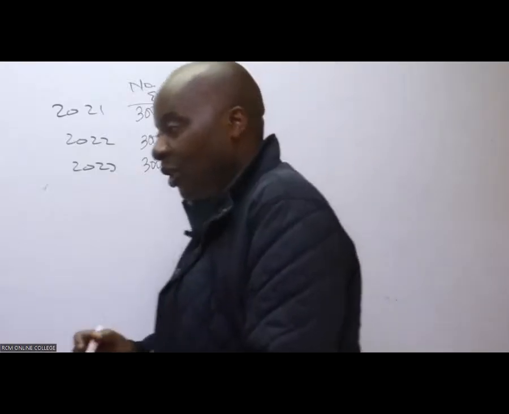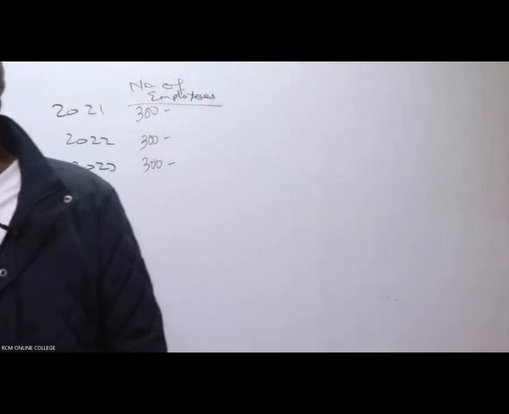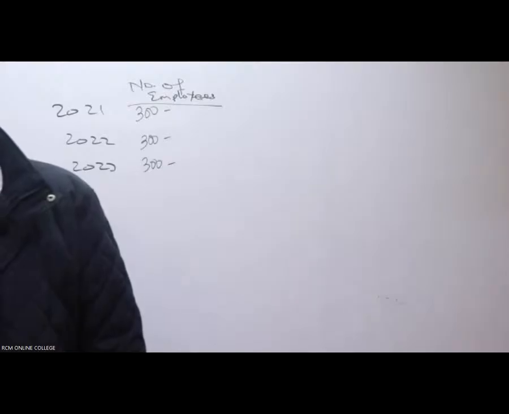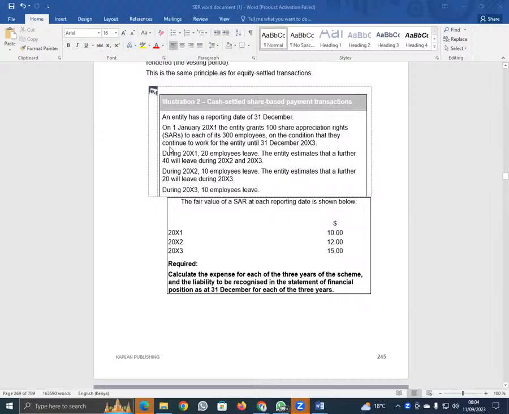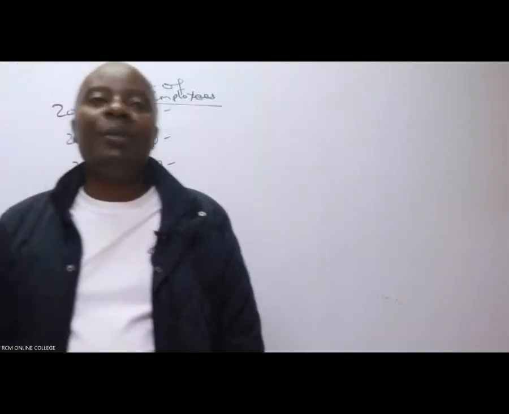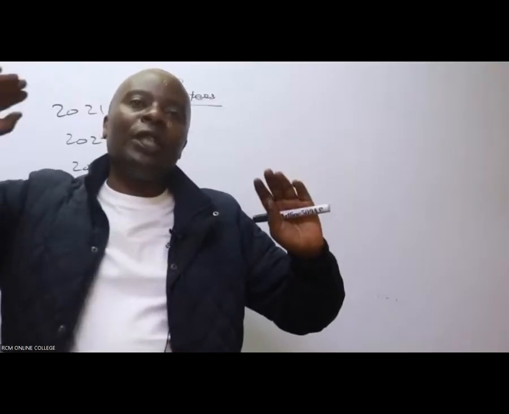So then we go and read slowly. You must read slowly. What have they told us about 2021? They're telling us in 2021, 20 employees leave, and then the entity estimates that a further 40 will leave in 2022 and 2023. Remember, your work as an actuary here is to estimate overall, over the vesting period, how many will be leaving over the 3-year period.